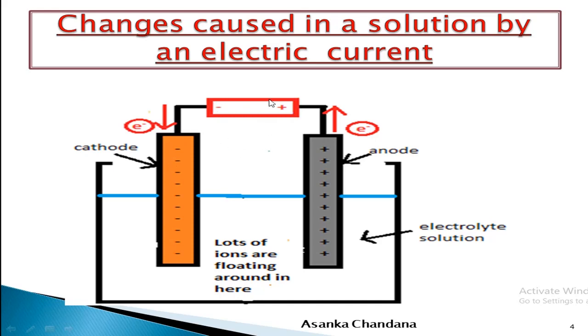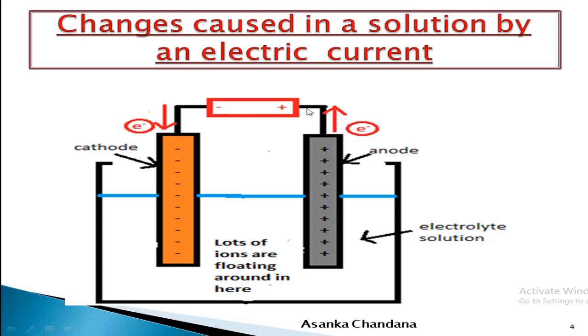How do the terminals become anode and cathode? When the electric source is fixed, the terminal connected to the positive terminal of the electric source is known as the anode, and the terminal connected to the negative terminal is known as the cathode. And also current flows from the positive terminal to the negative terminal.